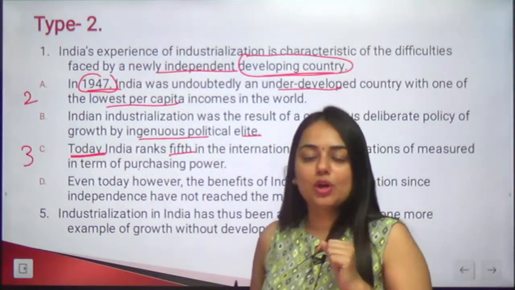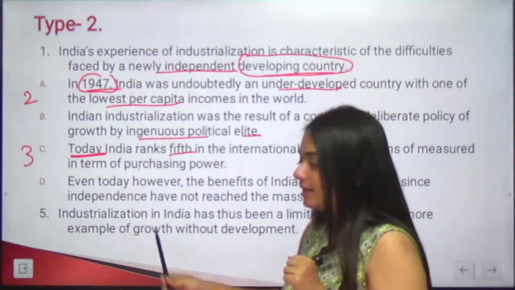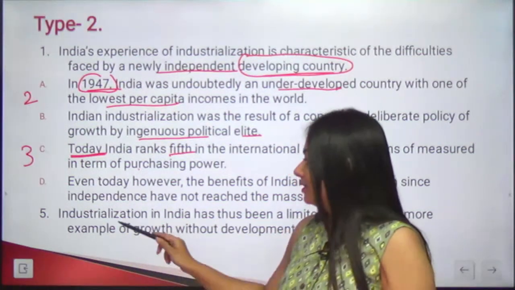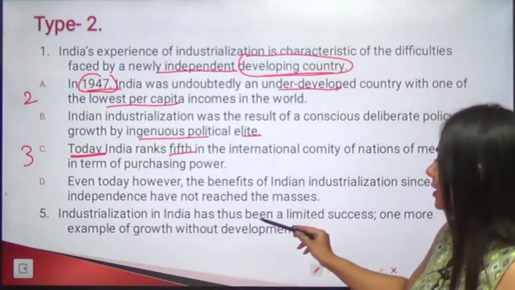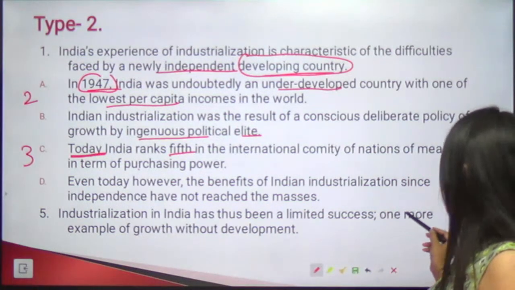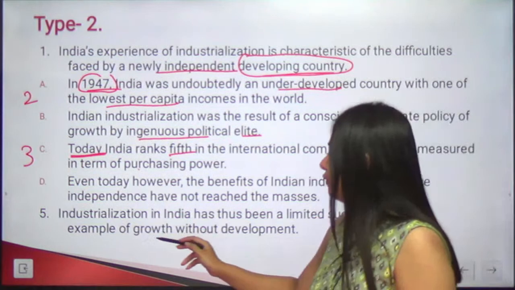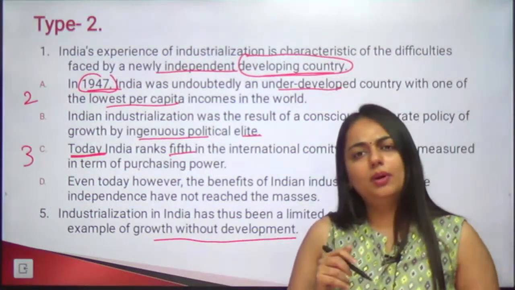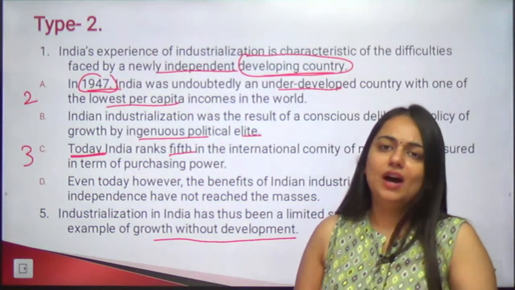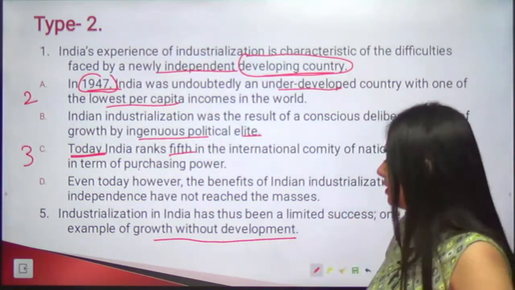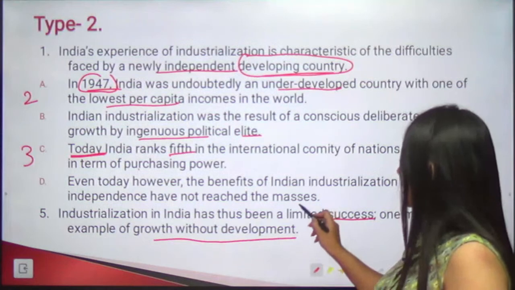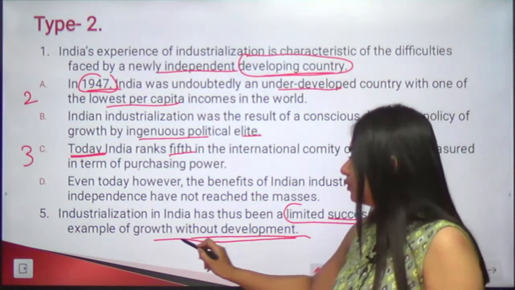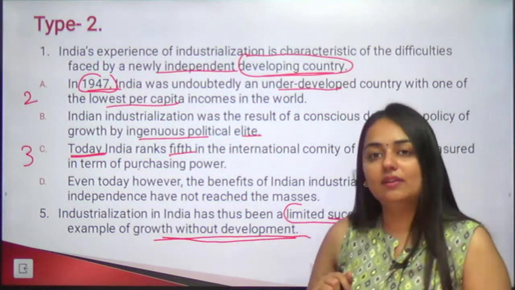What is the best strategy you should apply? Read the last sentence, try to find out a sentence that can come before it. So the last is, industrialization in India has thus been a limited success. One more example of growth without development. Okay, so we were talking about India's growth and progress. Why is the last sentence saying that we still have to achieve the milestone? We are still at a limited success. Why is he saying that we are an example of growth without development?